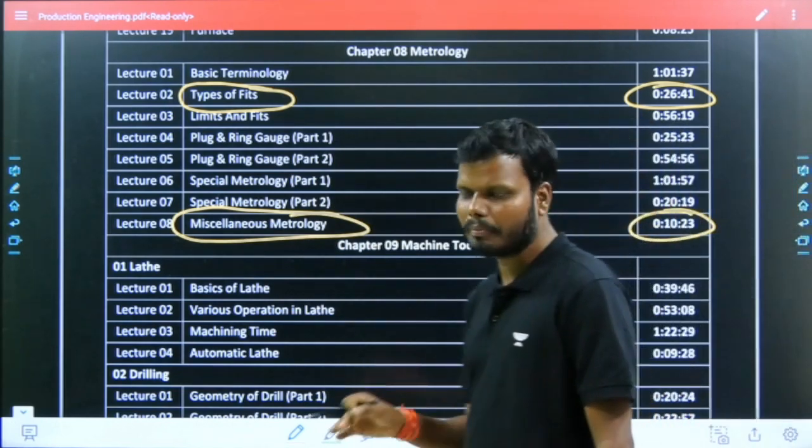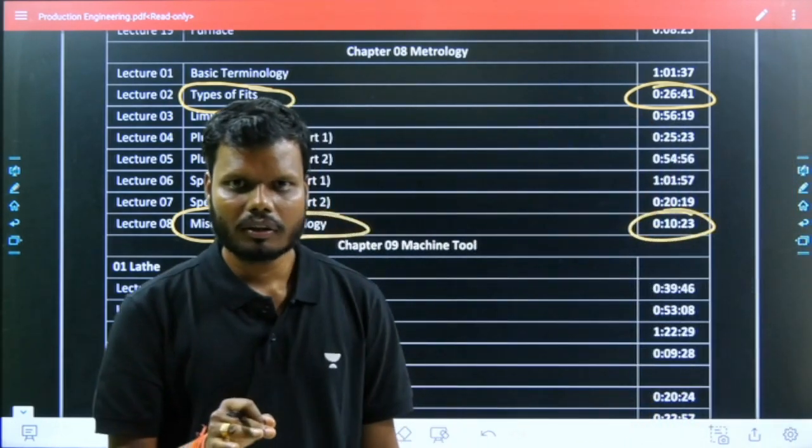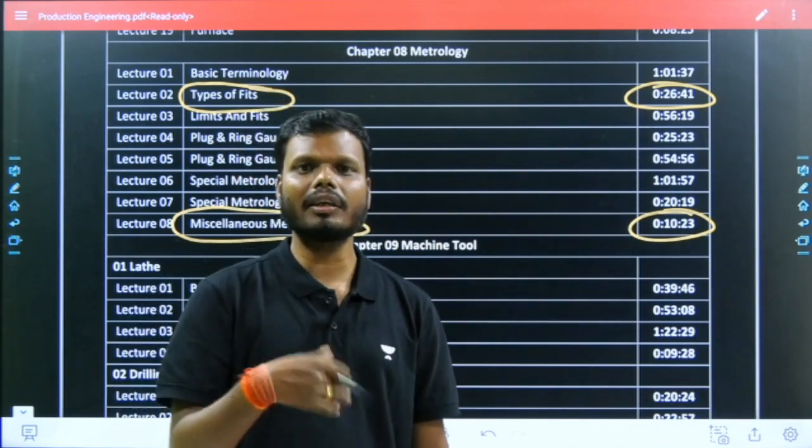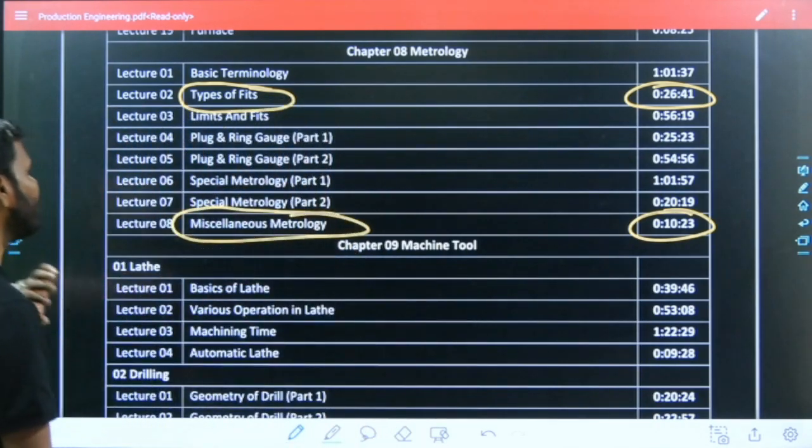It is a small concept, but it is an important concept for the GATE examination and other PSU examinations, and it is asked every year.